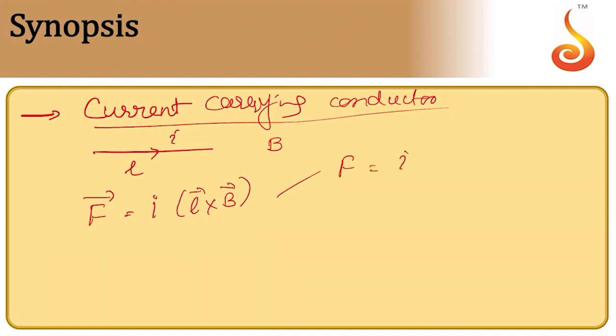The magnitude of this is given by ILB sine theta, where theta is the angle between the current, that is nothing but the length, and the magnetic field. And of course, the direction is given by the cross product rule.